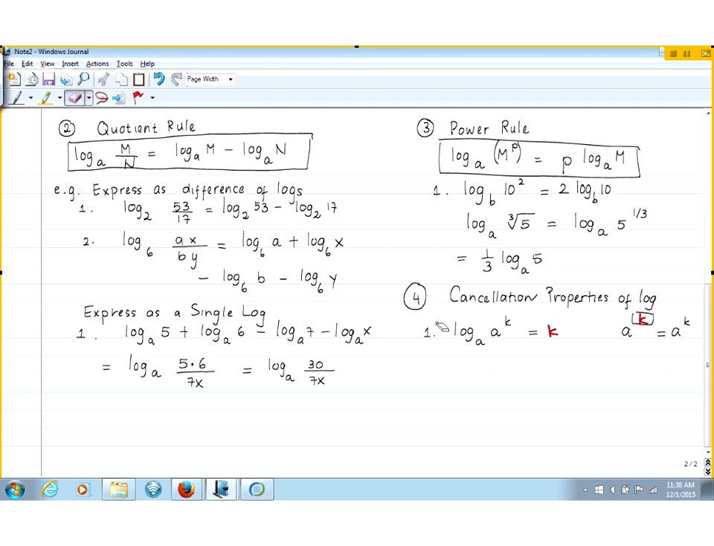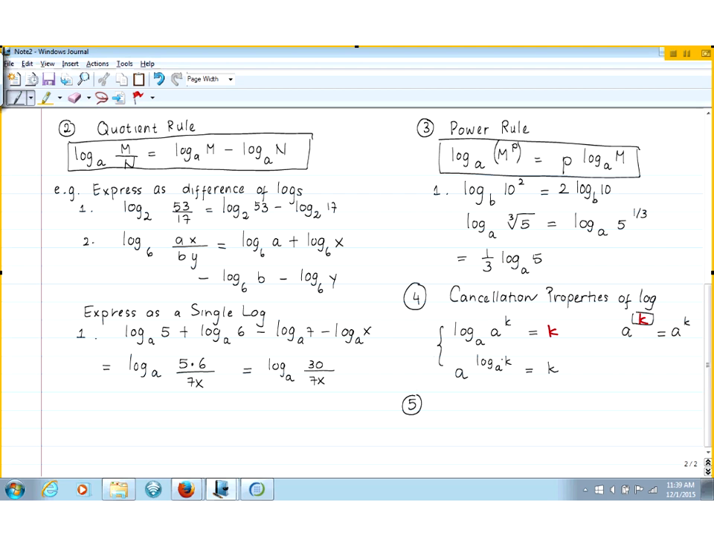Okay. The other cancellation property, so there are 2. The other one we need to prove it. A raised to the log base A of K. This is also equal to K. So we have 2 cancellation properties of log. Yeah. So log base A of A to the K is K. A raised to the log base A of K is also equal to K. This one is to be proved, but we're not going to talk about the proofs. It might be confusing. So we're just going to state it.